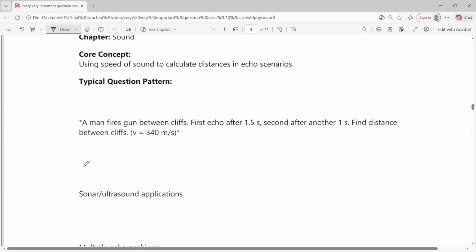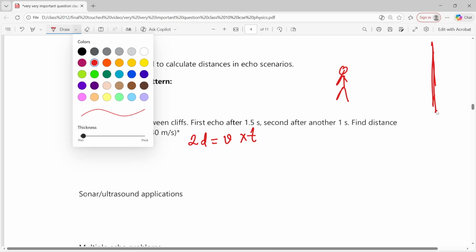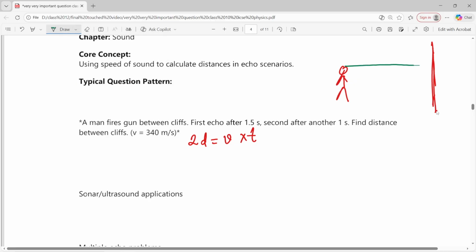So the formula is that twice the distance equals velocity into time. Someone produces sound and there is a mountain or any other obstacle here, so the sound travels towards the obstacle, strikes it and comes back in the same direction. So it travels twice the length, that distance, into velocity into time.